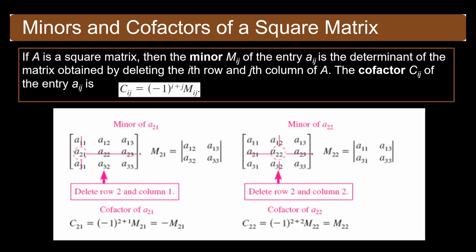So for C11, in the first row, the first sign will be positive, then negative, positive, negative, positive, negative, and it goes on like that.